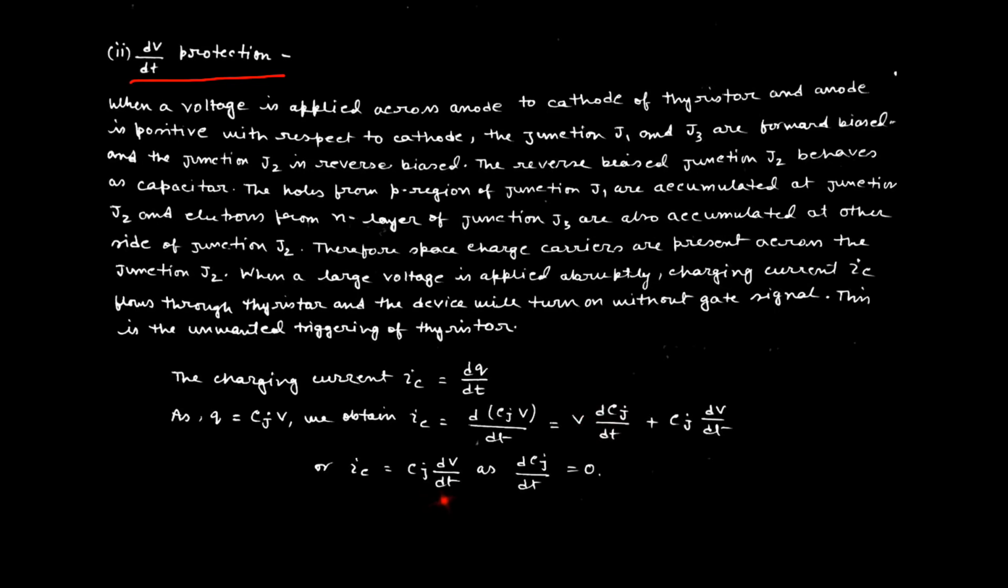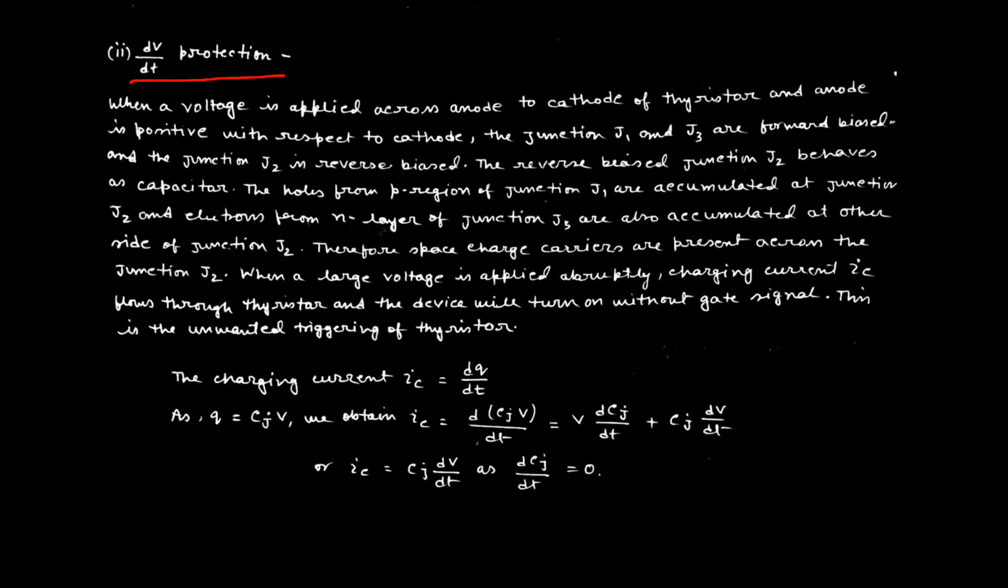That means if the rate of change of voltage is increased to a higher value, the IC will be increased to a higher value. IC is a leakage current across the junction capacitance of J2, which depends on the anode current. If IC is increased by a huge amount, the anode current starts flowing throughout the device, so the device is in a working state. But this is called abnormal firing.